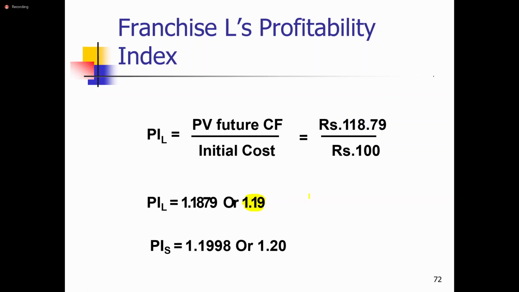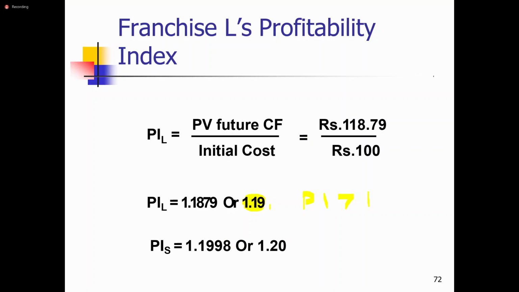So it is wealth creating when the profitability index is greater than 1. We accept the project when the profitability index is greater than 1. When the profitability index is less than 1, we normally reject projects because it decreases the wealth. 1 point something means that it creates value. If it is 1, no creation, no decrease of value. If you invest 1 rupee, your wealth is created by 0.19. This is the present value for 1 rupee invested.